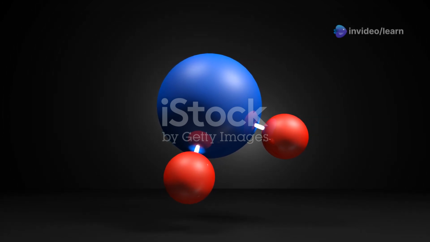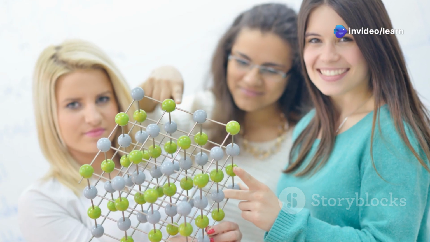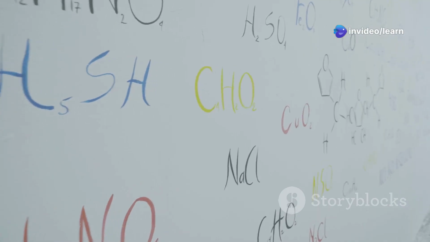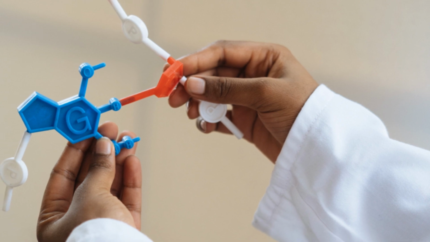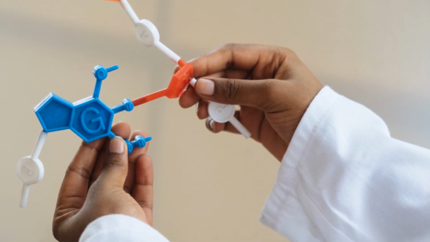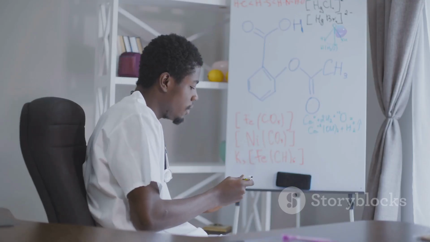Pretty straightforward, right? Another example is glucose, the sugar that gives you energy. Its molecular formula is C6H12O6. That's 6 carbon atoms, 12 hydrogen atoms, and 6 oxygen atoms. Molecular formulas are key to understanding the world around us.